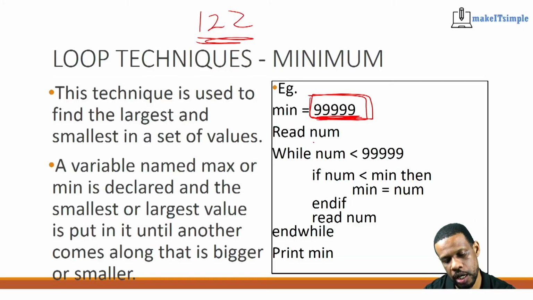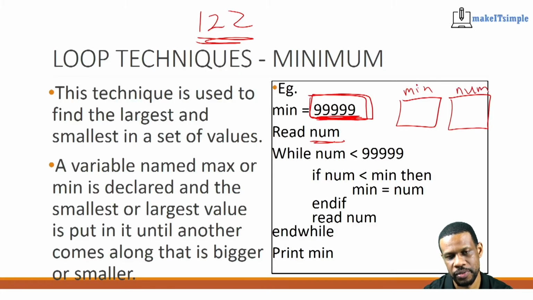So watch us now read number. What number did I say we got? 992, okay, so I'll set up a min. This is exactly how the computer will set up the memory. Not exactly, but you know what I mean. That's how the computer views it. So the minimum value at the start is 99999.